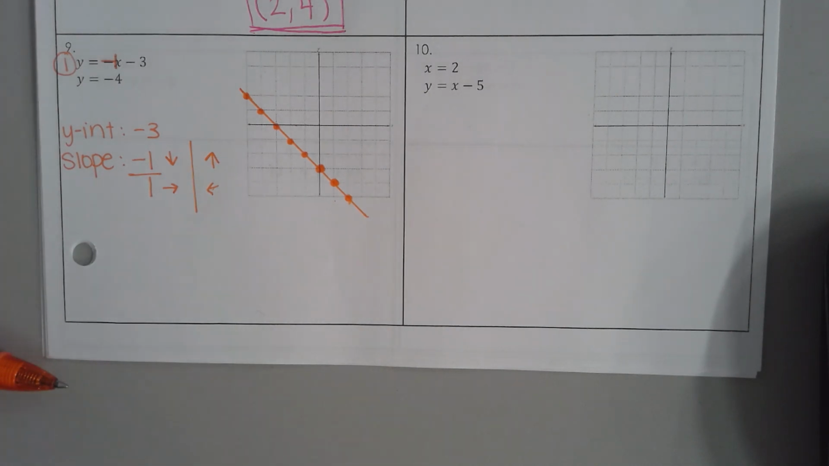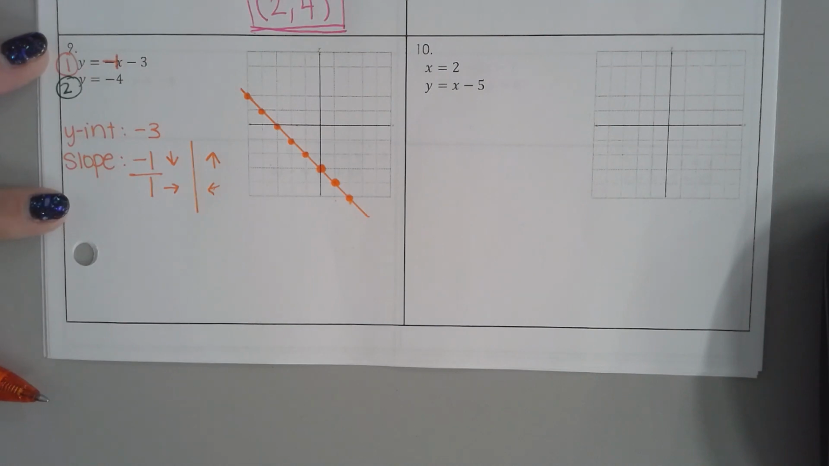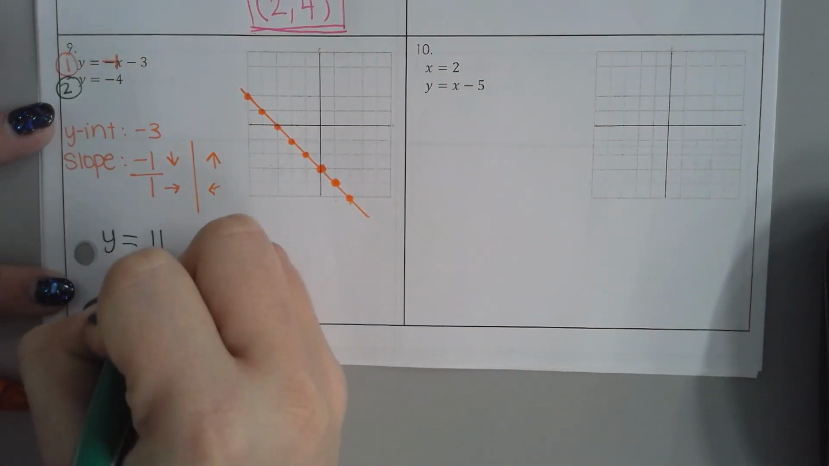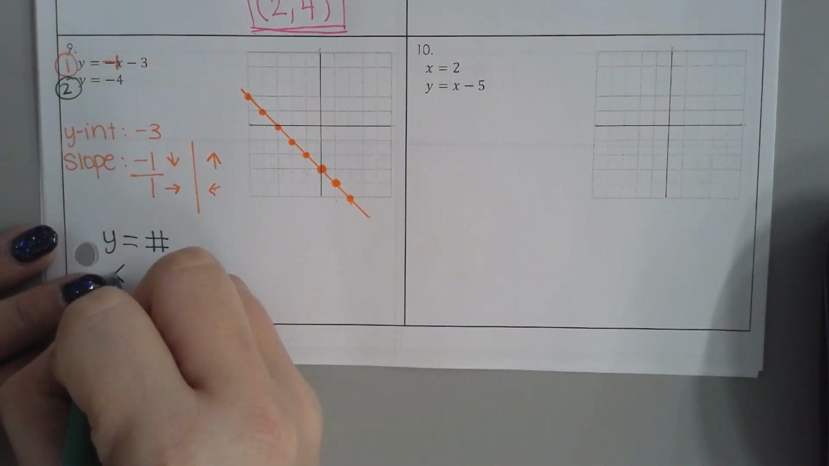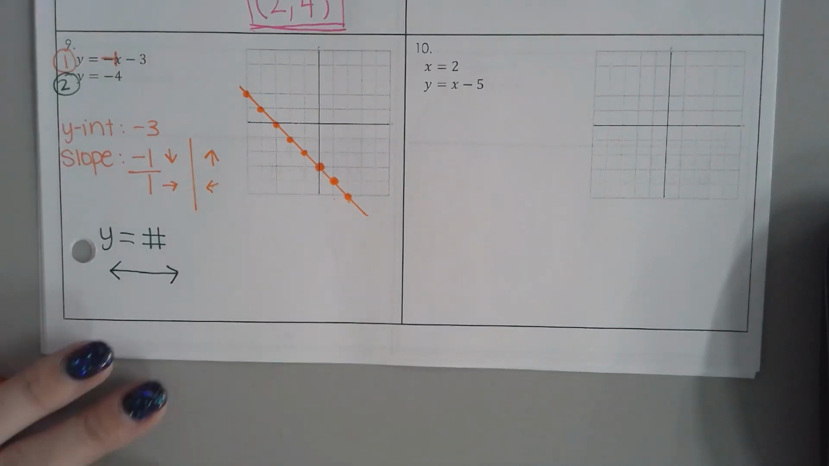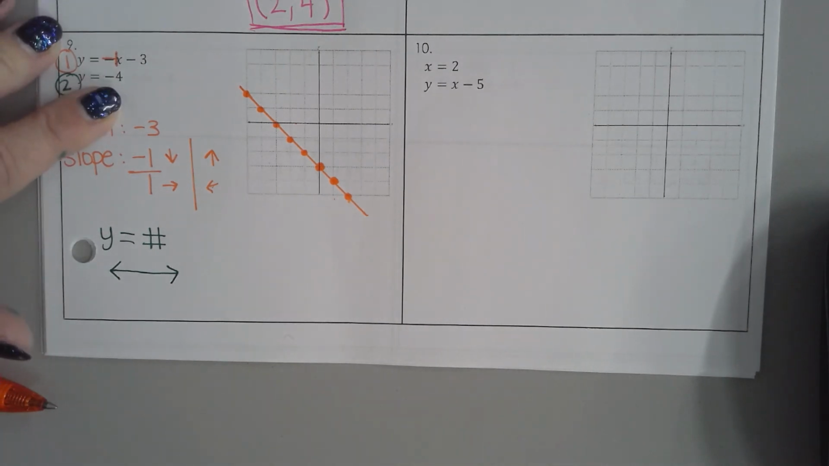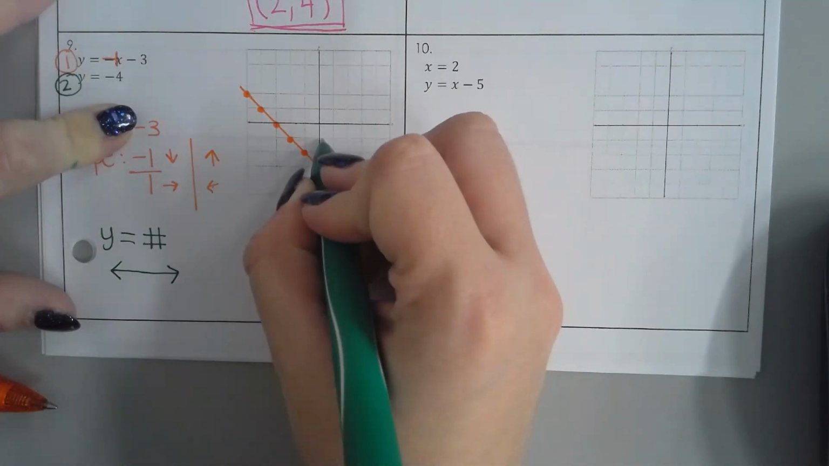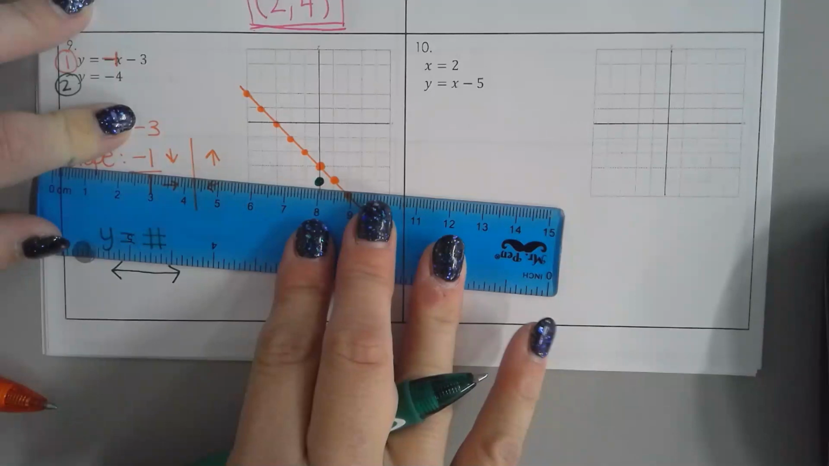Now this second line is where it gets confusing. When you have y equals a number, that is a horizontal line that crosses through the y-axis at that number. So y equals -4. I'm going to put a point on the y-axis at -4. And it's just a flat horizontal line.